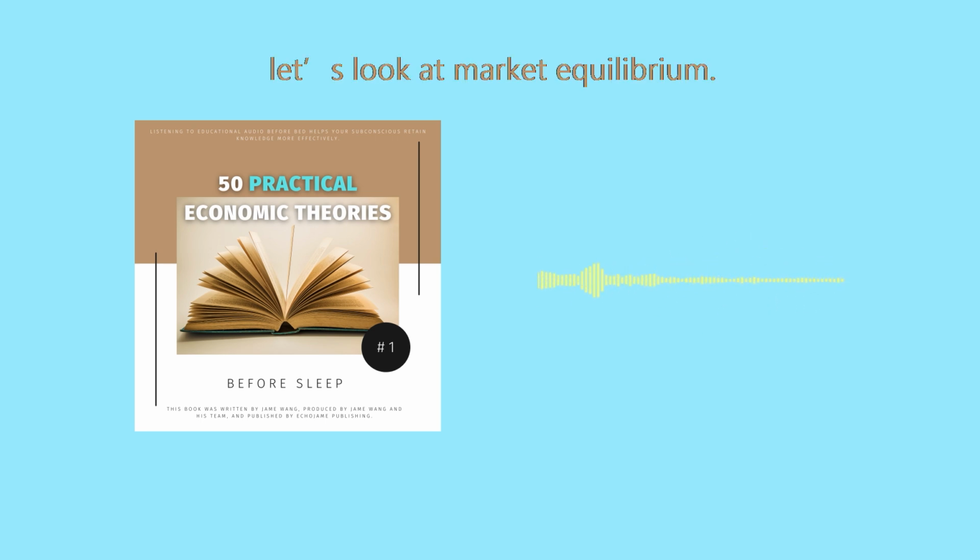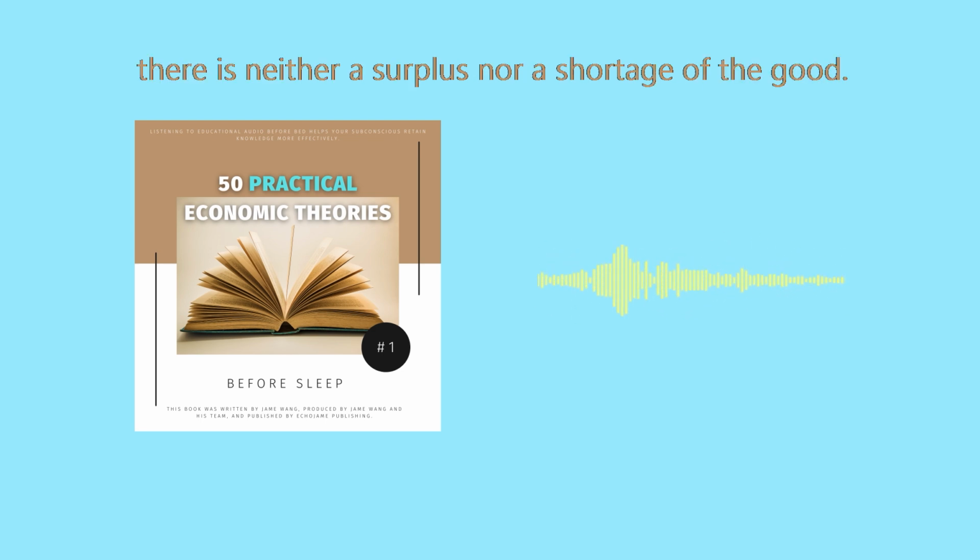Now, let's look at market equilibrium. Market equilibrium occurs when the quantity demanded equals the quantity supplied at a specific price. This point is where the demand and supply curves intersect on a graph. At this equilibrium price, there is neither a surplus nor a shortage of the good.